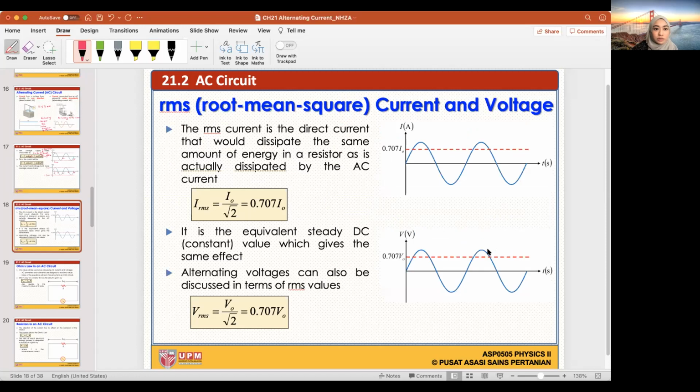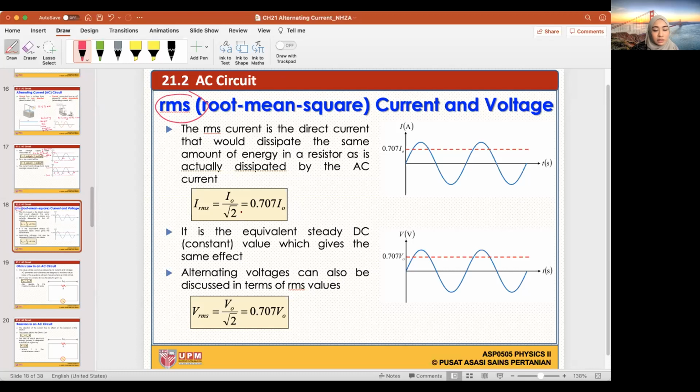So now I'm introducing to you root mean square. We have seen root mean square before in chapter 15. We talked about VRMS for gas. But now we're not talking about gas, we're talking about electricity for AC. So AC current, AC voltage, besides having a function, RMS is always a common term when we are talking about AC.